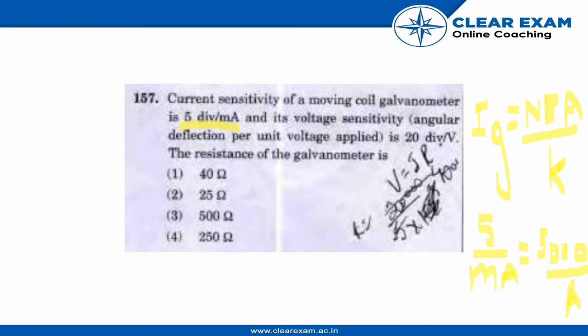Okay. For the voltage sensitivity, it is the same, but it's NBA upon KR. So the value of V is equal to 20 divisions per volt.